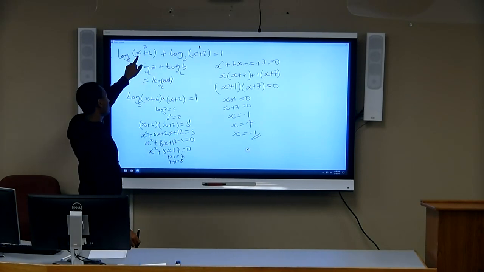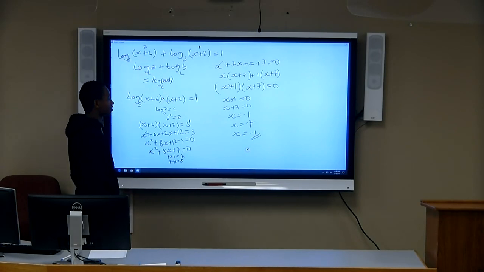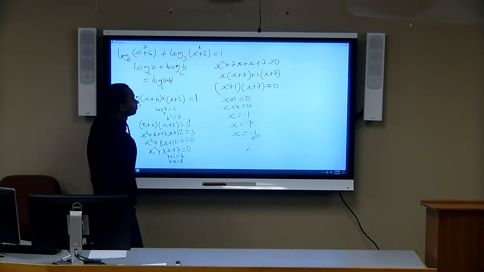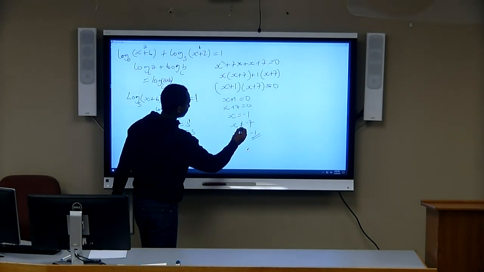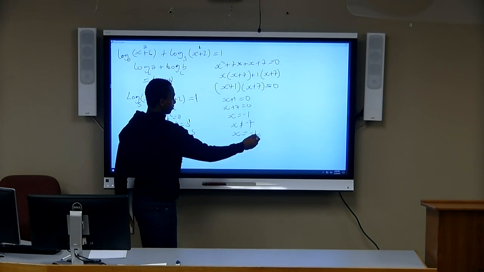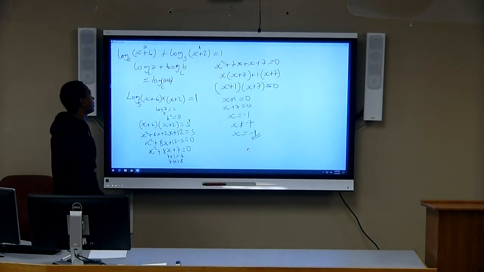Our second answer is x is equal to -7. If I put -7 here, -7 plus 6 is -1, and the logarithm of negative numbers does not exist. You cannot get the logarithm of a negative number. So x is not equal to -7, and we discard this one. We're going to get only this one as our answer. x is equal to -1. That is the answer to this equation.